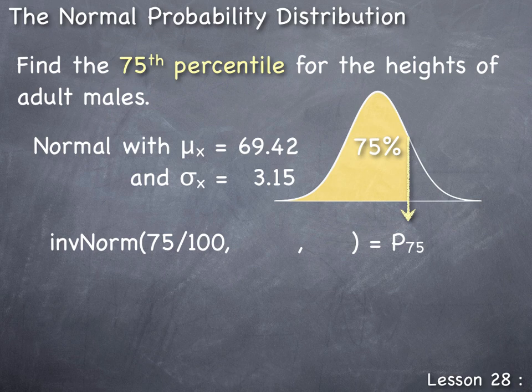Comma, the last two numbers that are entered are the mean mu sub x and the standard deviation sigma sub x. Here, mu sub x was 69.42, comma, and sigma sub x, the standard deviation, was 3.15. So now we can enter these values in the inverse norm command on the TI-84 calculator to find the 75th percentile. The inverse norm command is found in the distribution menu.